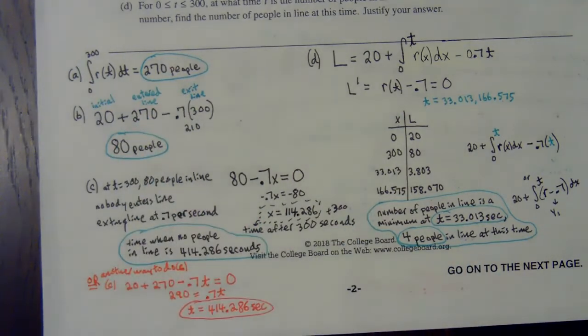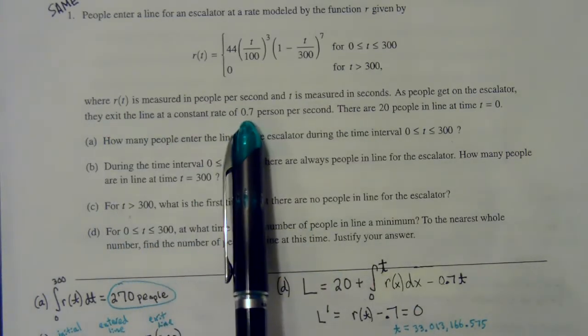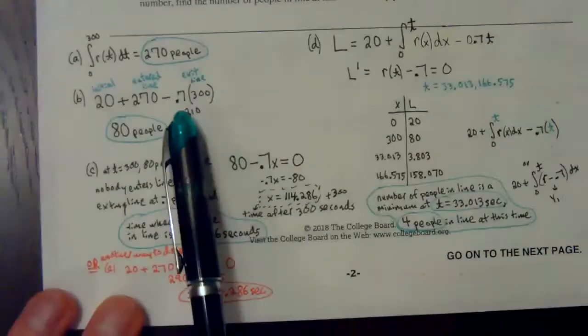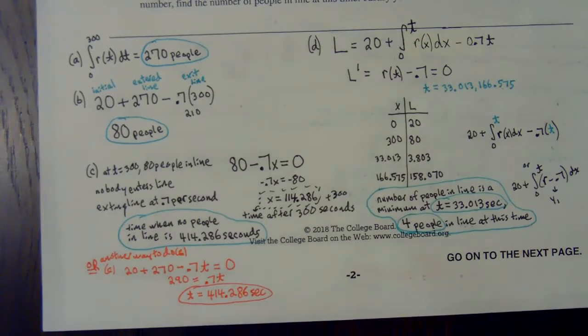And then now we've got to take out the people that leave the line for the escalator. So they're going to get on the escalator, right? They exit the line at a rate of 0.7 people per second. So that's going to be 0.7 people for those 300 seconds. It's just a constant rate. And then so I just calculated that work there, and you're going to get 80 people for letter B.